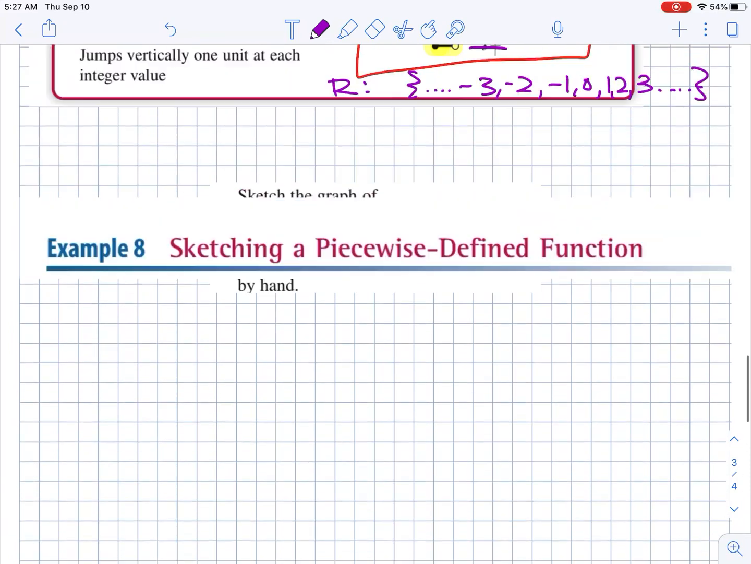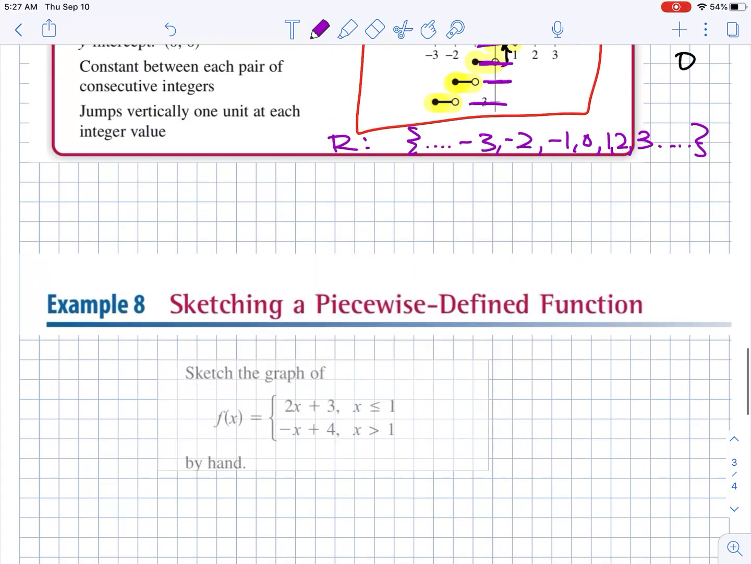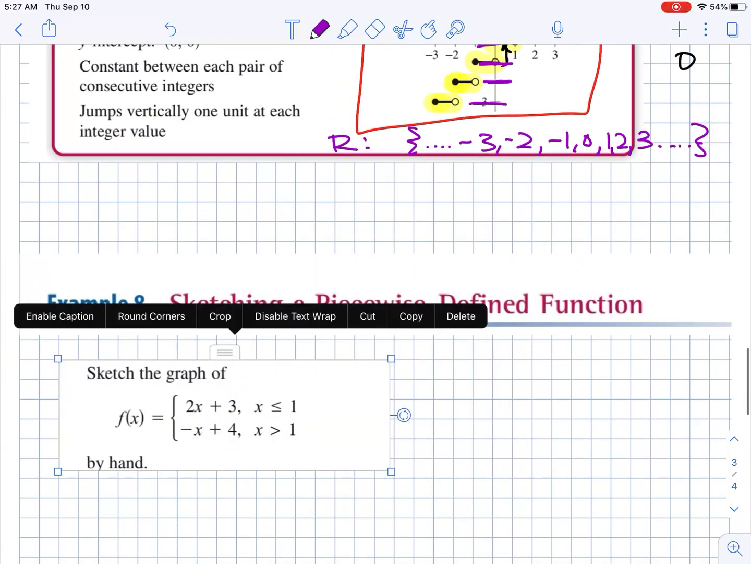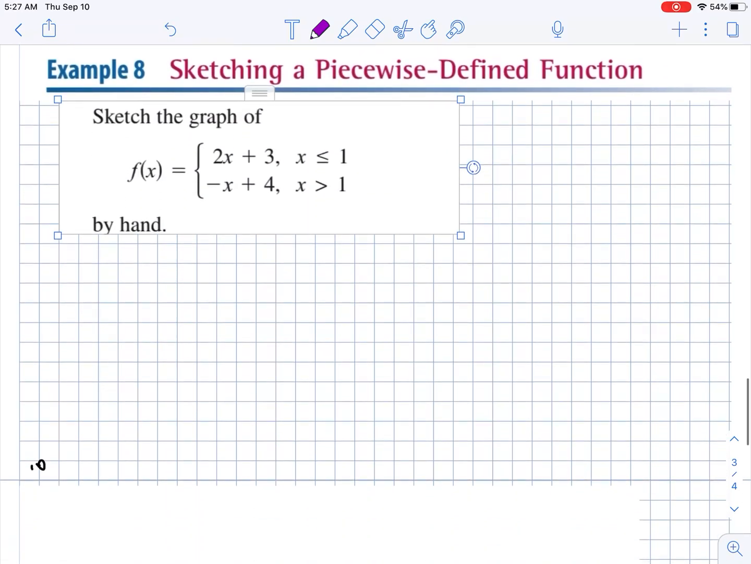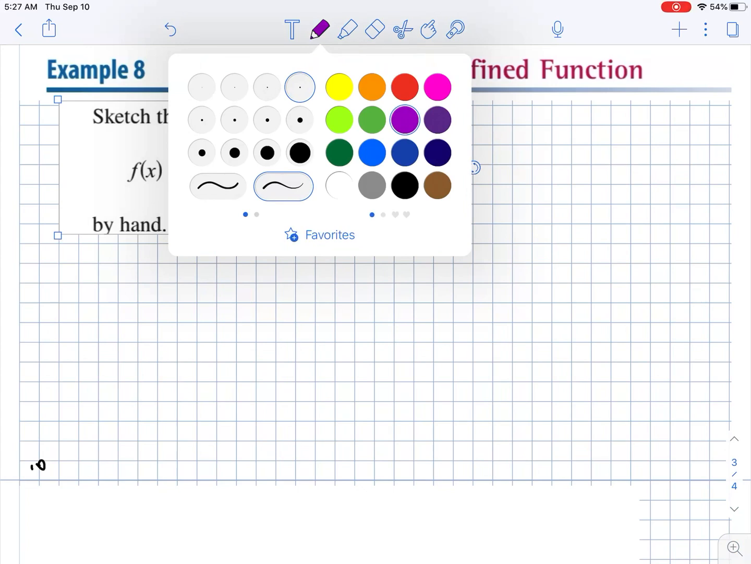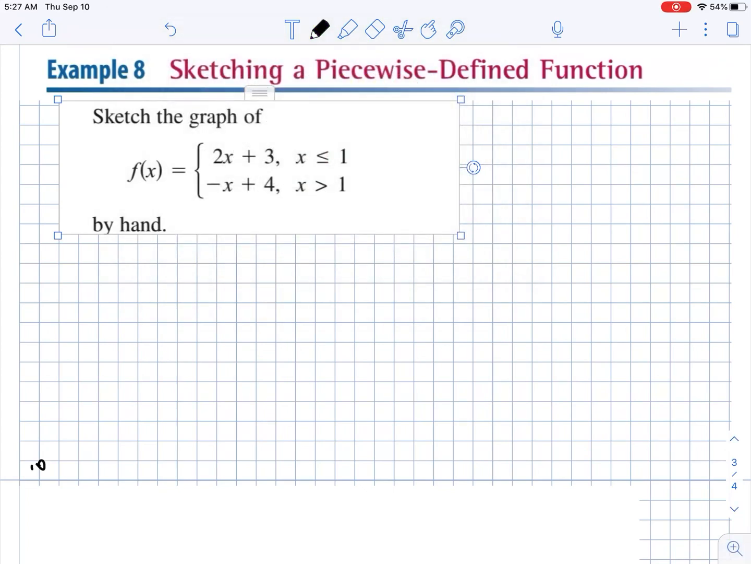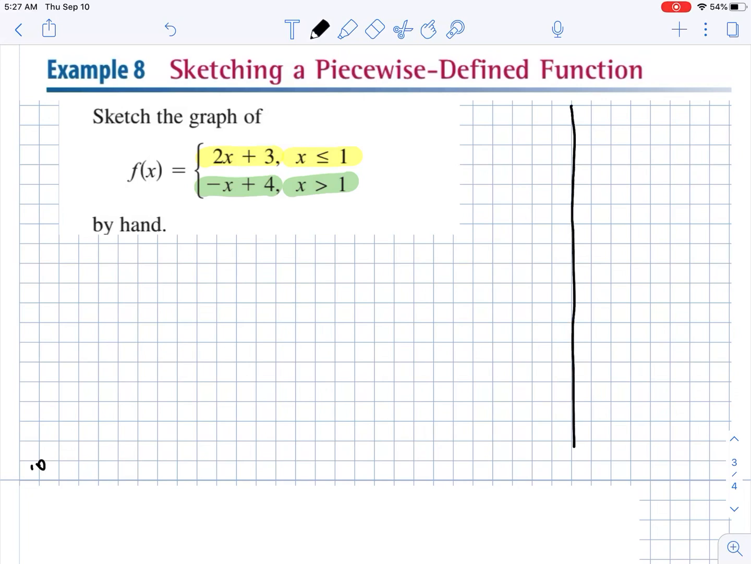So now we're going to sketch what a piecewise function is, which we've talked about before, but now we're going to sketch it by hand. Okay, so we've got two pieces here, right? We've got 2x plus 3 when x is less than 1, and we have negative x plus 4 when x is greater than 1. So basically, we're going to be graphing two different linear equations and cutting them off, okay?